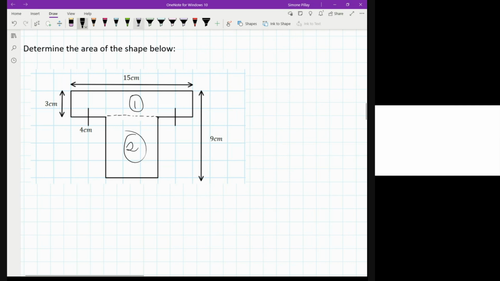So immediately here for my rectangle number 1, I see the length and I see the breadth. For rectangle number 2, what I'm seeing is I can calculate the length. How am I going to calculate the length? Well, if this top line is 15, then this line must be 15 minus this 4 minus this 4. Okay? I can also calculate the breadth by taking the full 9.